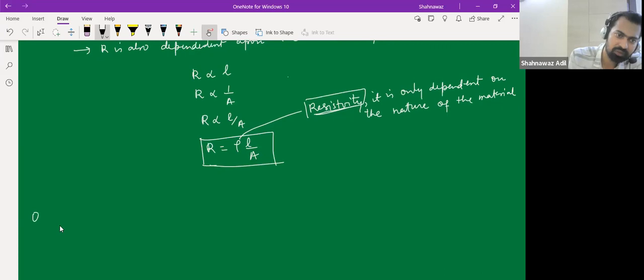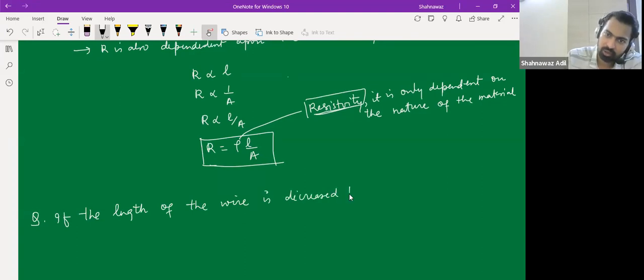So if the length of the wire is decreased by 25% and area is increased by 25%. Okay, so what is the new resistance?